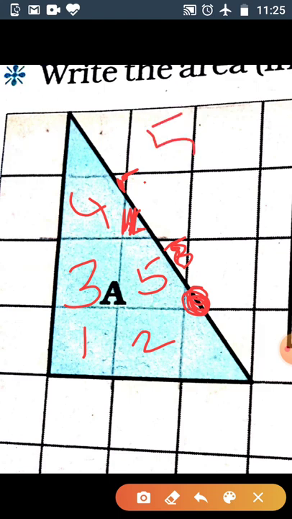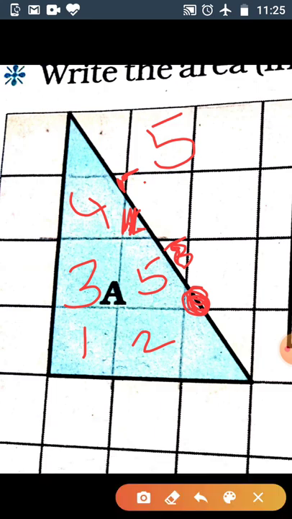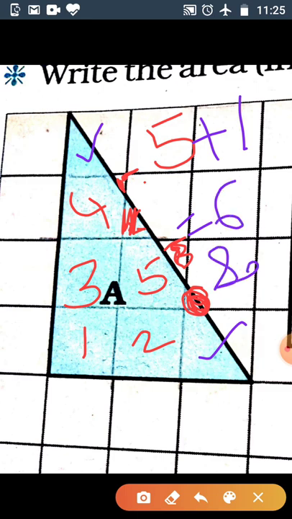So 5 complete squares you have got, and this is a triangle. 2 triangles you have got, this 1 triangle and this one 2 triangles. So 2 triangles make 1 complete square. So the area of this triangle will be 6 square centimeter.